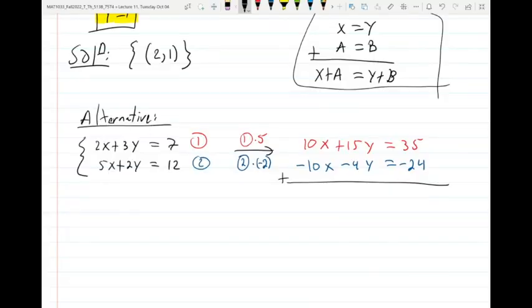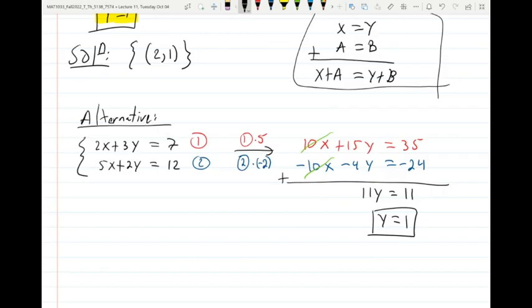That if I now add the two equations, what's going to happen? Remember, you add left with left, right with right. What happens if I add the left part? So the x's are gone because 10 minus 10 is 0, right? Then we get 15 minus 4. That's 11y equals, what's 35 minus 24? 11. Do you understand this? So now we can easily figure out what y is. So what is y? Y is equal to 1.